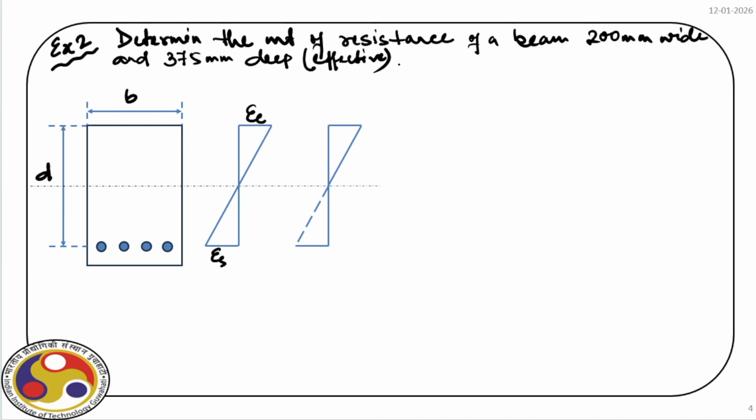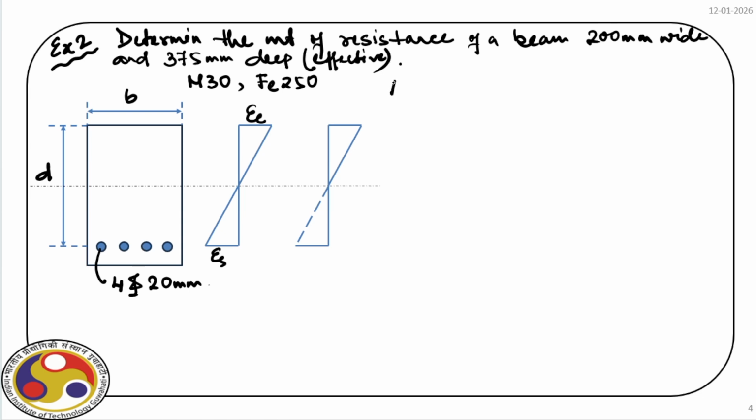Now it is made of M30 concrete and Fe 250 steel, and there are 4 rebars of diameter 20 millimeter. Our task is to find out the moment of resistance. So let us do that.